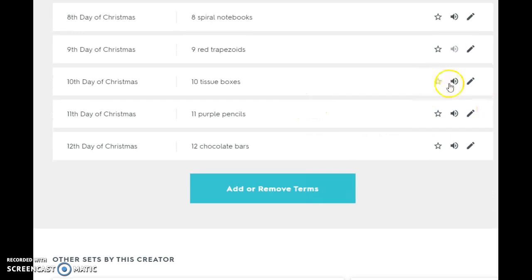9 red trapezoids, 10 tissue boxes, 11 purple pencils. And class, can you tell me what the 12th day of Christmas was? 12 chocolate bars.